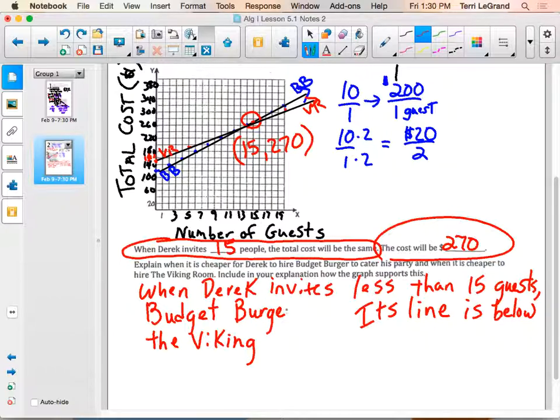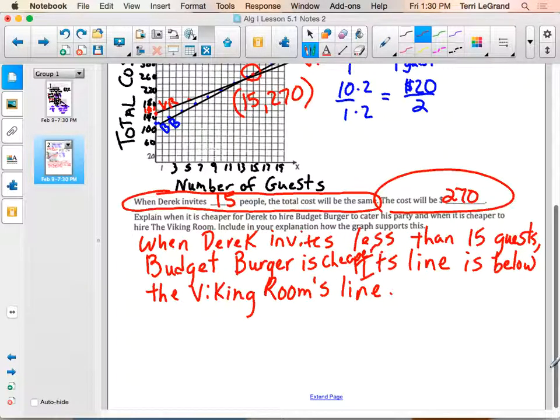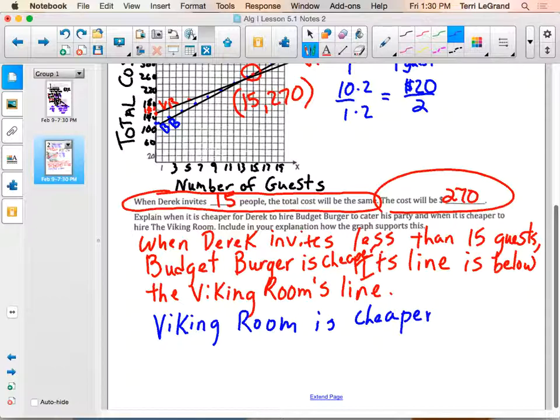Budget Burger is cheaper. Its line is below the Viking Room's. Now there's possession going on here. Okay, so when would Viking Room be cheaper? Anything past 15. Okay, Viking Room is cheaper for more than 15 guests.